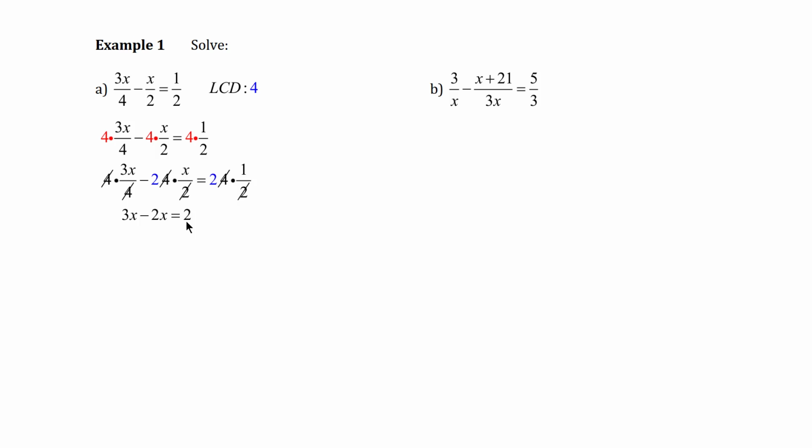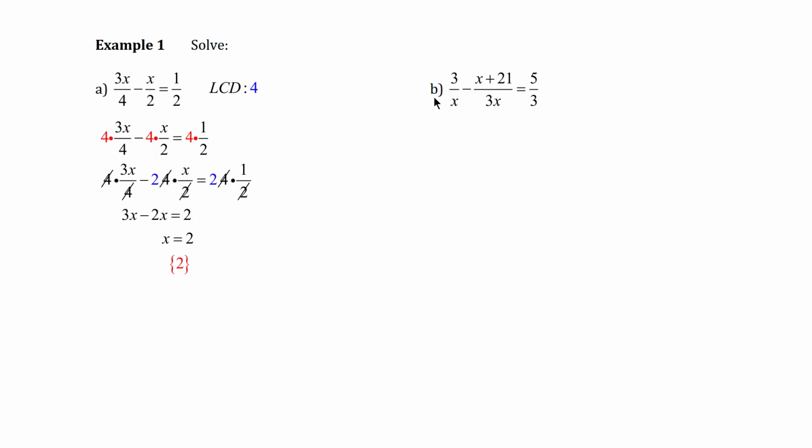Next, we combine like terms with the 3x and the minus 2x. This is just x. So our final result is x equals 2. Next, we write our final answer in set notation. I have a set of curly brackets and 2 on the inside.